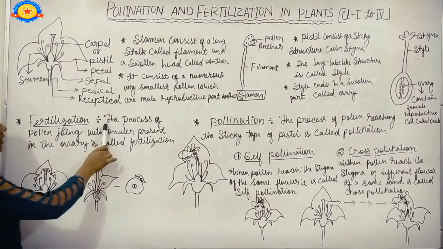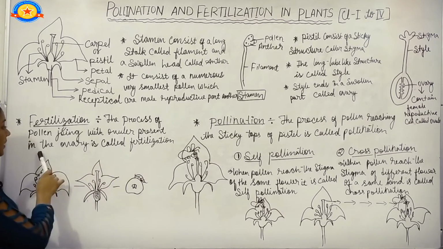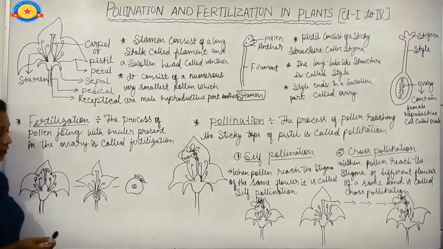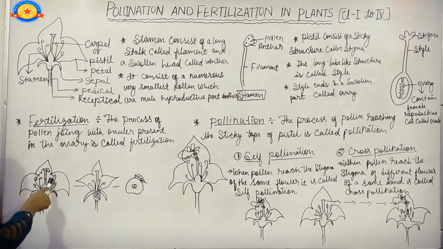What is fertilization? The process of pollen joining with the ovule present in the ovary is called fertilization. See here the flower. These are all the stamens. Here we have the dot-like structure, which is the pollen grain. This pollen grain goes to the stigma, which is a sticky structure. It then goes to the ovary, where fertilization starts.